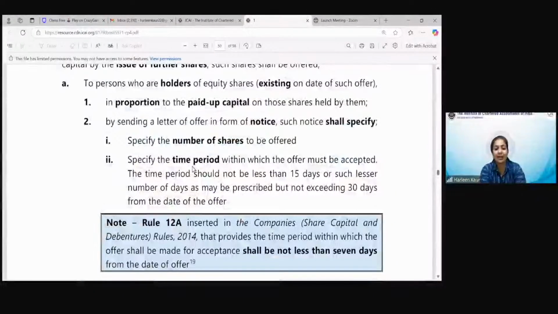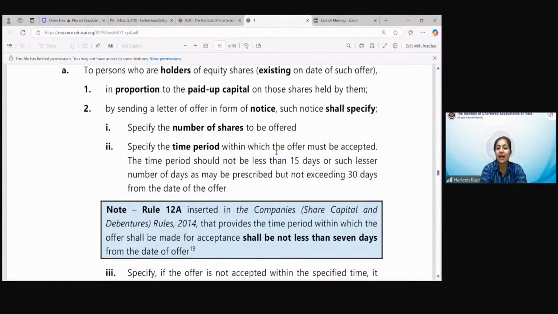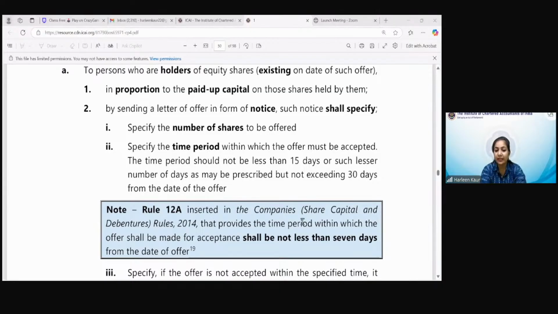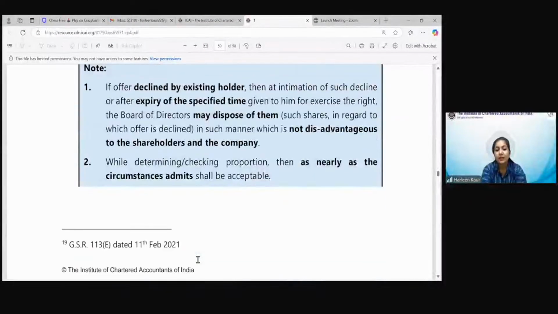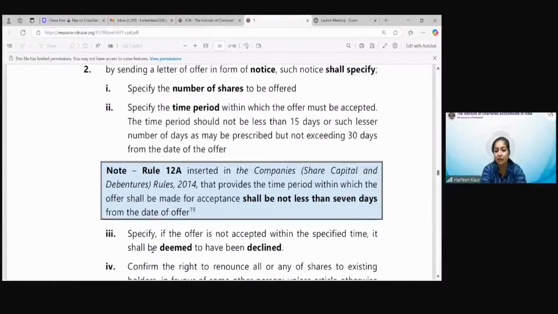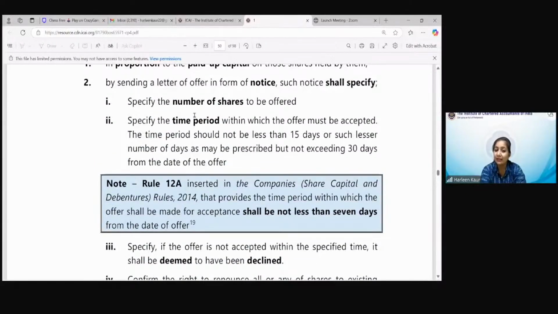Now, I wanted to show you this line over here. It says the time period. What is the time period? Minimum time period is 15 days. Maximum time period is 30 days. Rule 12A has been inserted, which says the time period within which the offer shall be made for acceptance shall not be less than 7 days from the date of offer. So as per 11th February 2021, this regulation was passed that the 15 days have now been replaced with 7 days from the date of offer. So in the exam, you will write the lines as they are. The time period is 15 to 30 days. Number of days as may be prescribed.